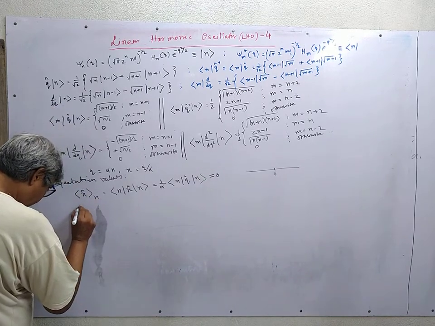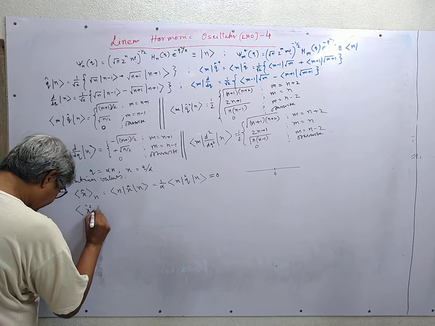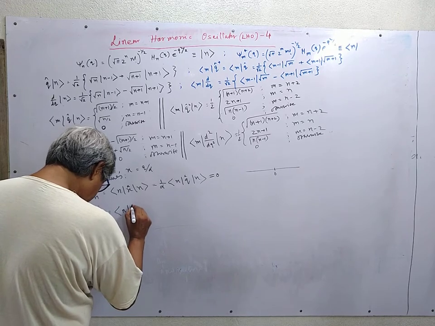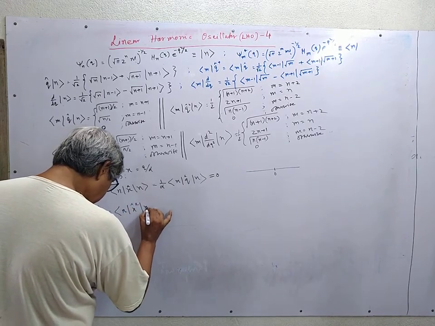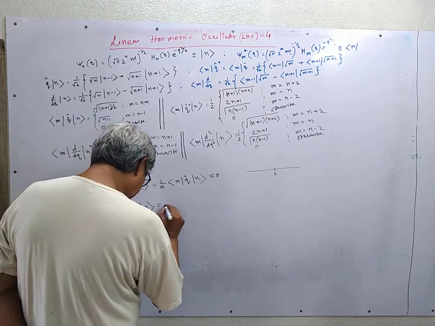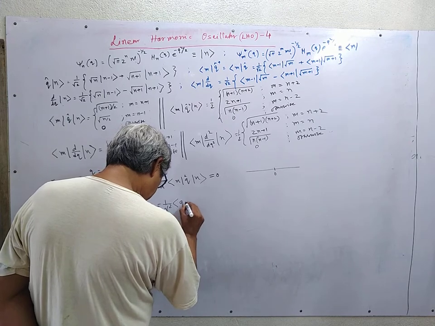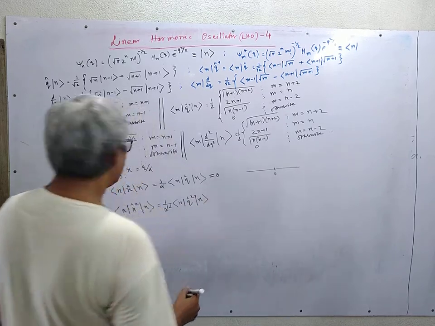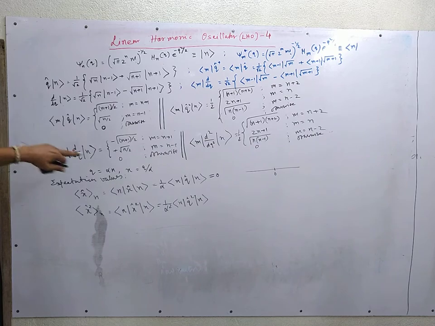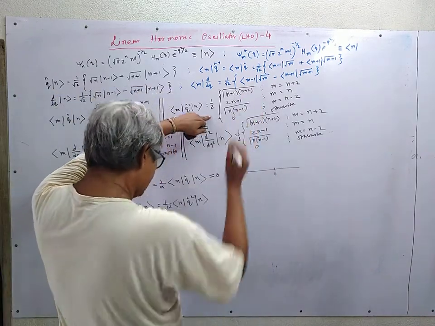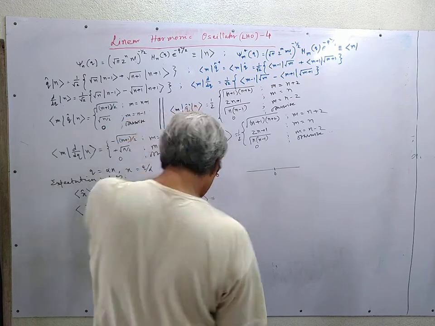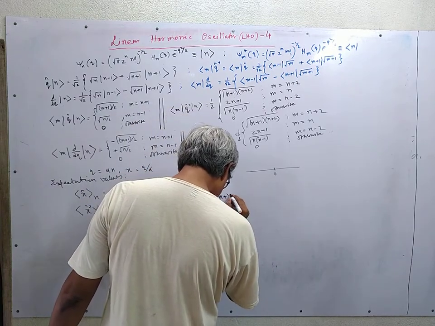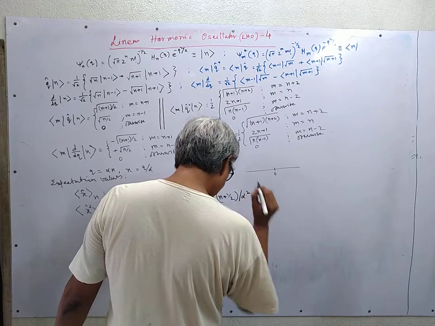Now we come to the expectation value of the x square operator. This is 1 upon alpha square n q operator square n, and we find from this relation that it is n plus half, divided by alpha square.